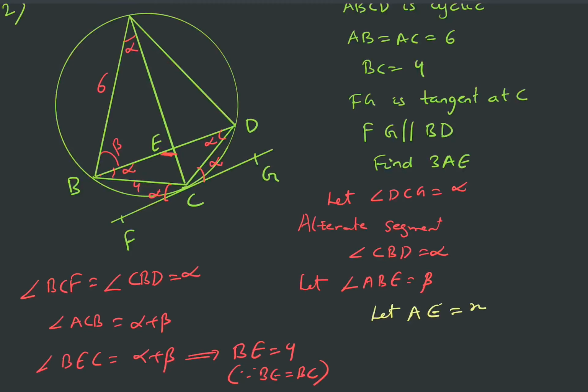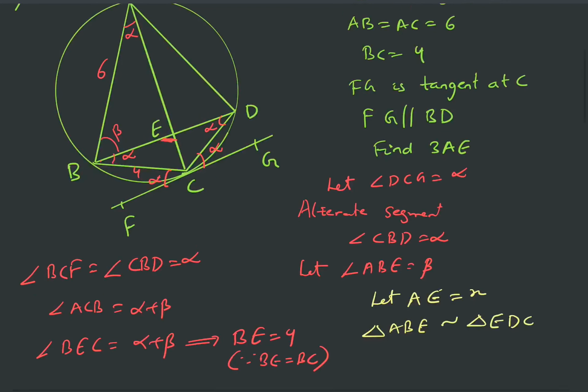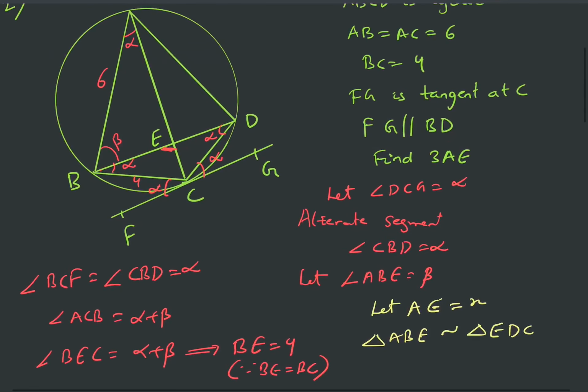Now try to spot the similar triangles in this figure. These two triangles are similar, right? Because these angles are vertically opposite and these each are equal to alpha. So by angle, I can say that triangle ABE is similar to triangle EDC. So now let us use the proportionality of sides. So you can say that AE, which is opposite to beta, AE over ED is equal to AB over DC.